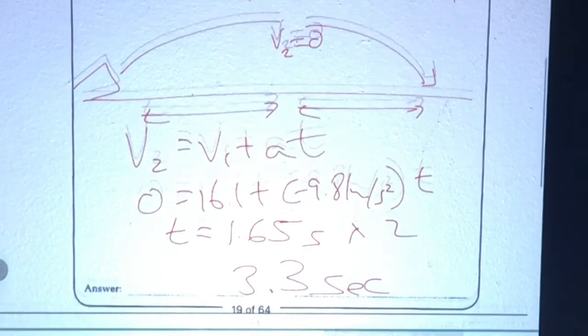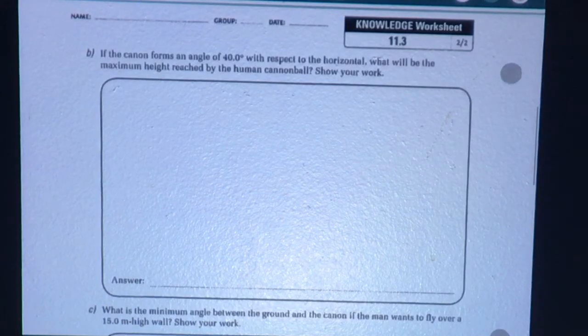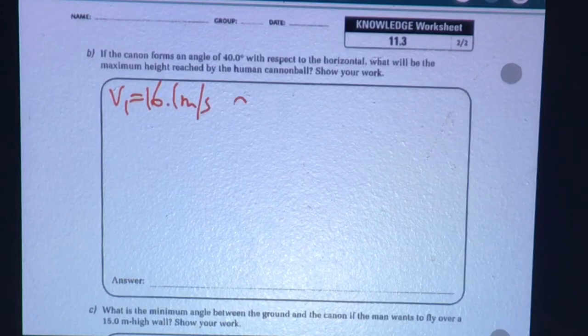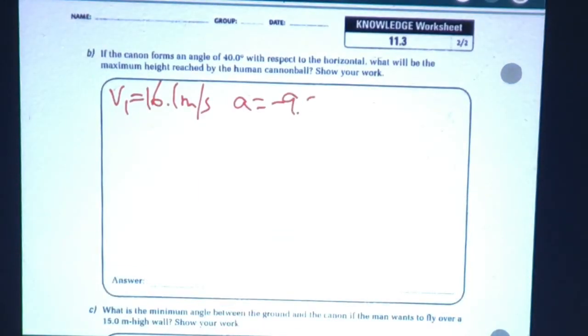All right, so now we go on to part B. It says if the cannon is fired at 40 degrees to the horizon, which is the same as part A, what will be the maximum height reached by the cannonball? To answer this one, we need a second equation. The initial velocity is still 16.1 meters per second. Acceleration is still negative 9.8 meters per second squared. And we know that the time needed to get to the top is 1.65.